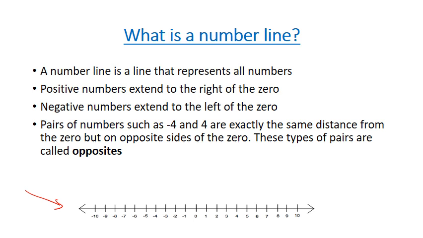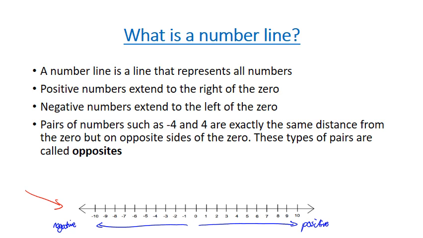You can see that the numbers that extend to the right hand side of the screen, okay, they're all positive numbers. All right, whereas the numbers that extend to the left of our number line are actually negative numbers. And we can use this number line to solve problems.